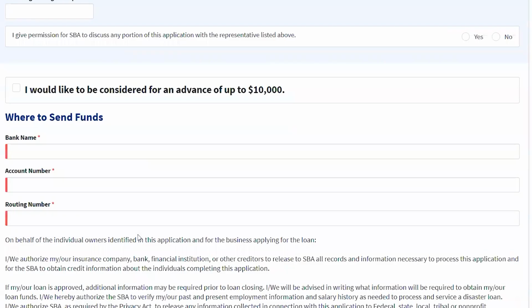Right? I'm just giving you general information. Go and put in your CPA, your attorney, or your financial professional's information in there if they are helping you fill out this application. So go in and fill that out.